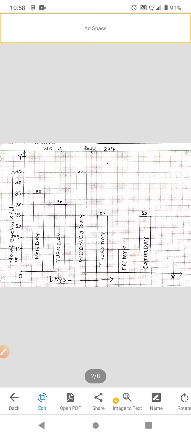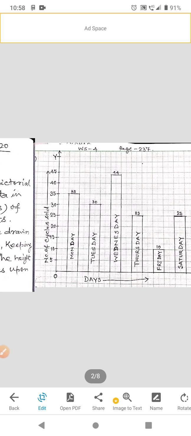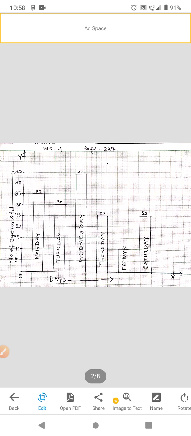Now question number 1, worksheet 4, page 237. A bicycle shop. First of all, we should know the steps to draw bar graphs. So we can draw bar graphs by following these steps.